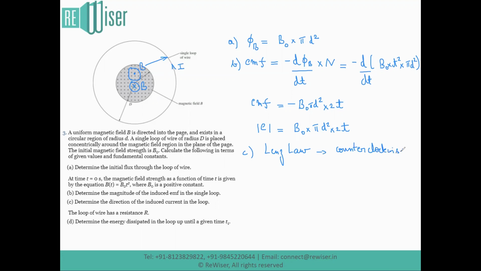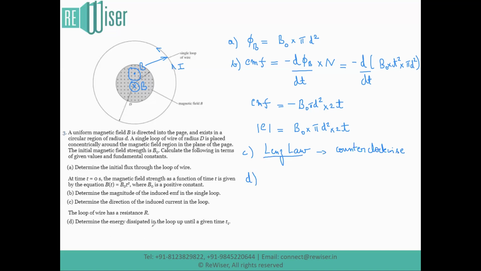So to sum up, the direction of current is counterclockwise because the counterclockwise induced current produces a magnetic field that is out of the plane, which tries to stop the changing magnetic field that is into the plane, which is causing it in the first place. This is an understanding from Lenz's law. Moving on to part D.